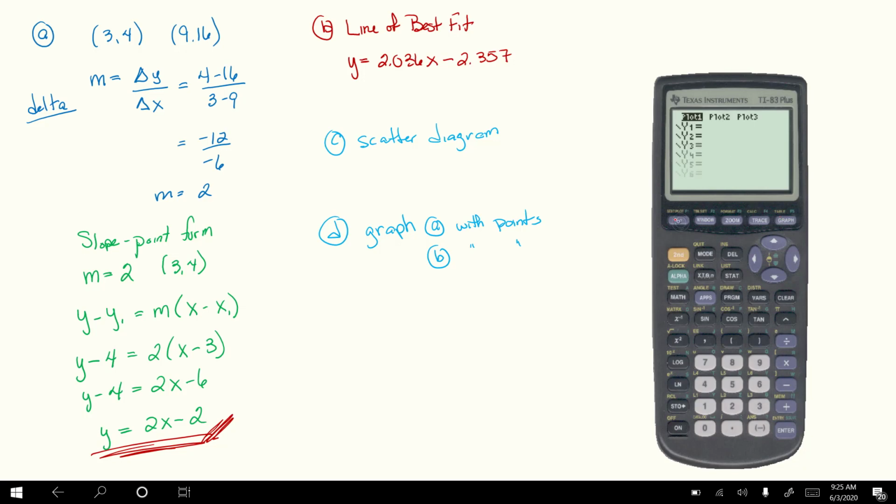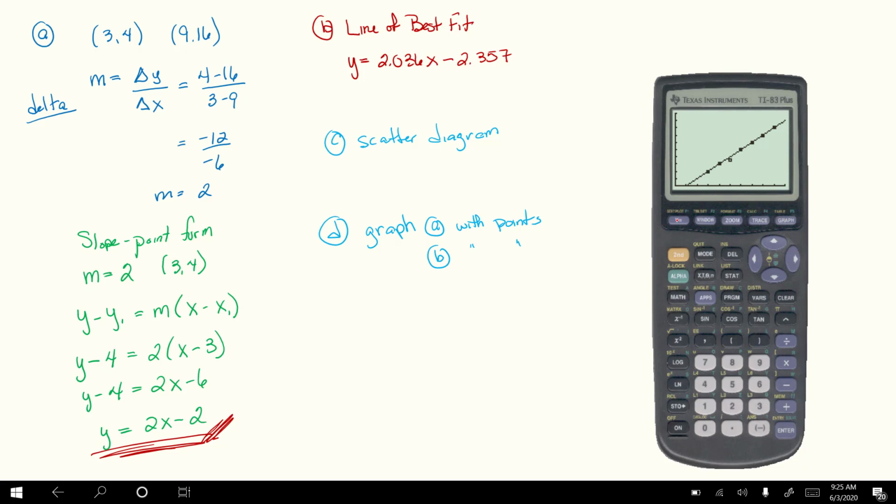So remember, you have to go to the Y equals key, and I'm going to type 2x minus 2. And then I'm going to hit graph. And there is the y equals 2x minus 2 line graphed with my points. Cool? Hopefully yours looks like mine.